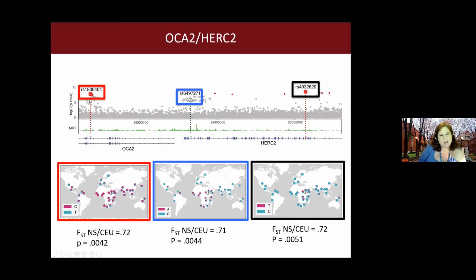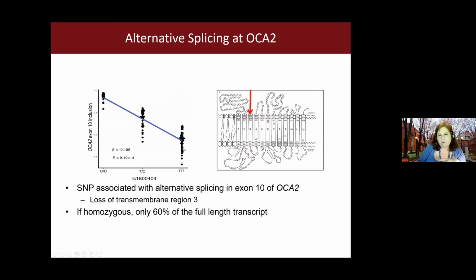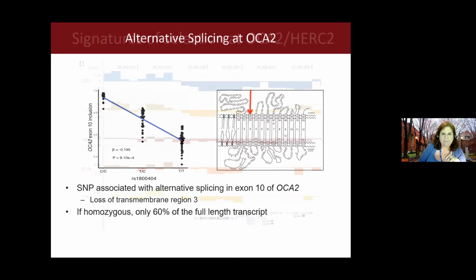And then there was this mutation in OCA2, which is a synonymous mutation in exon 10, and it was not correlated with gene expression, but it was correlated with alternative splicing. So individuals who have the light associated allele have a shorter transcript, and that transcript is exactly missing exon 10, but it's still in frame, still makes a protein, but that protein is missing the transmembrane region. And so it's going to be really altered in its function.